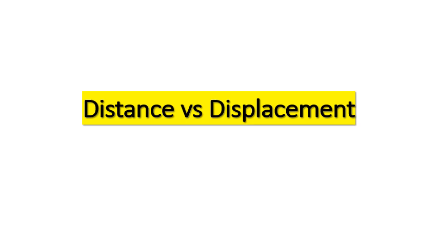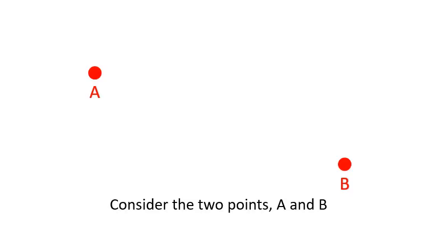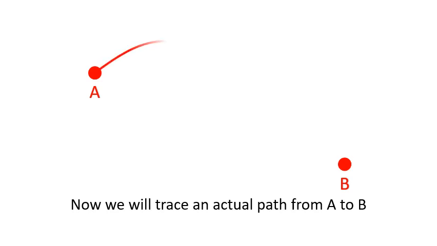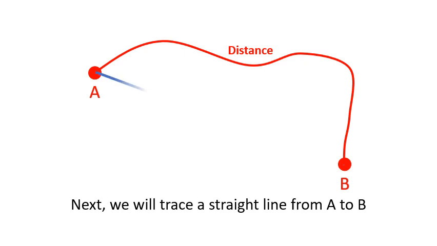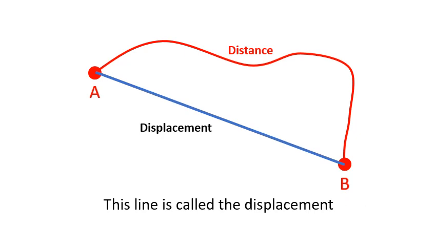Good day, everyone. In today's episode, we will be talking about distance and displacement. Consider the 2 points A and B. Supposing we will trace an actual path from A to point B. Now, this actual path is called the distance. Next, we will trace a straight line from point A to point B. So, this straight line is called the displacement.